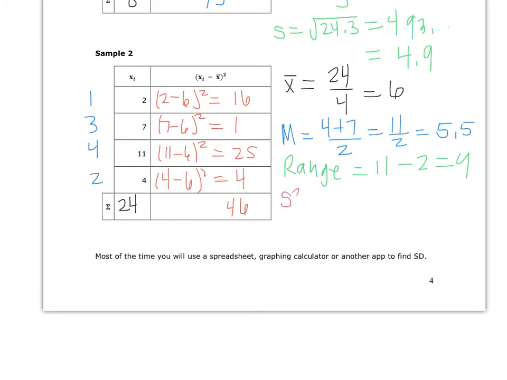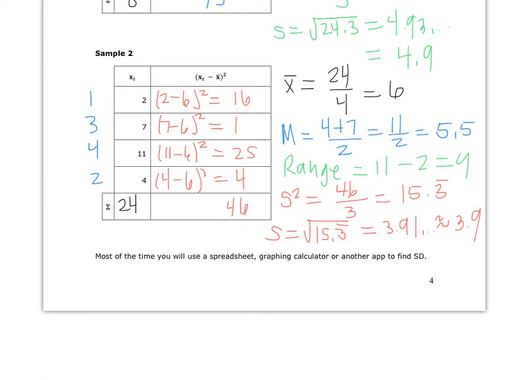So for sample variance, we take 46 divided by 1 less than the sample size, so divide that by 3. You get 15 point repeating 3. Now just take the square root of that for the sample standard deviation. And we get 3.91 dot dot dot, so rounding to 1 decimal place, we get 3.9.